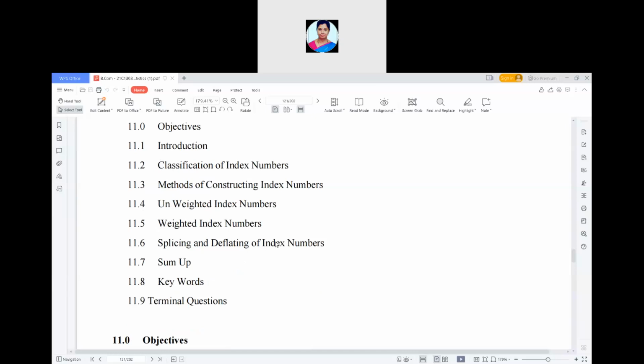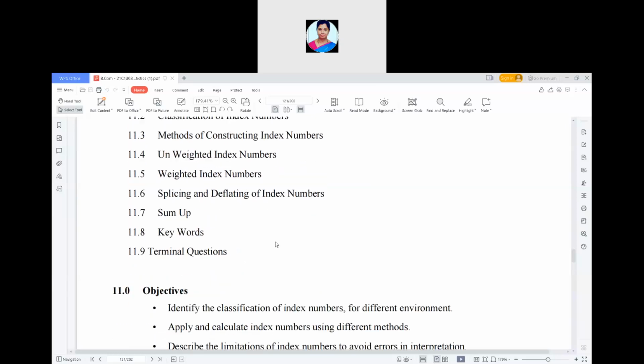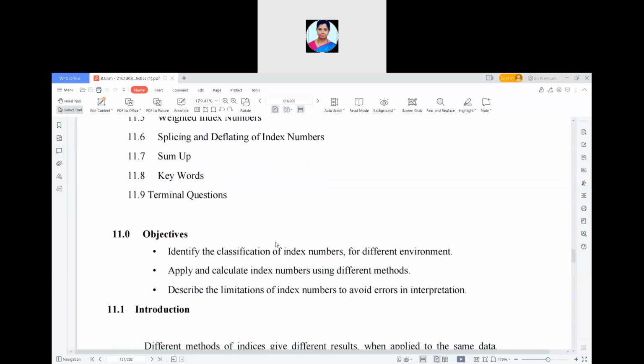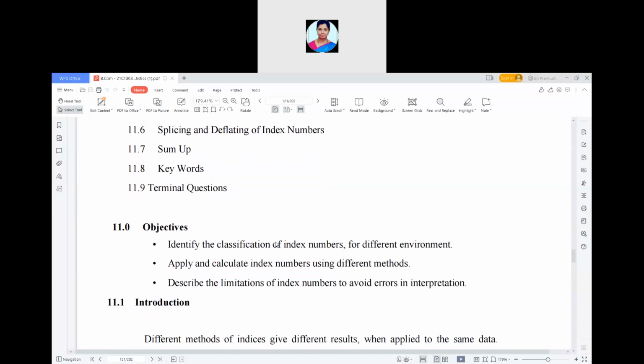So in this one, what are the objectives we have? What is the objective of our study in this index number? In this unit, we are going to identify the classification of index number for different environments. The next one is to apply and calculate the index numbers using different methods. And the third one is to describe the limitations of index number to avoid errors in interpretation. So these are our objectives in our study. So let us see the introduction.